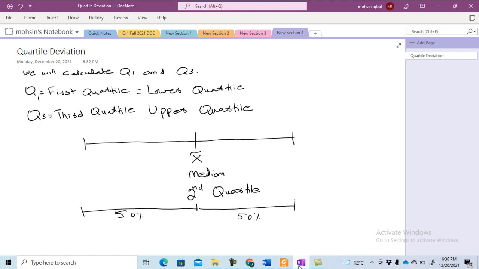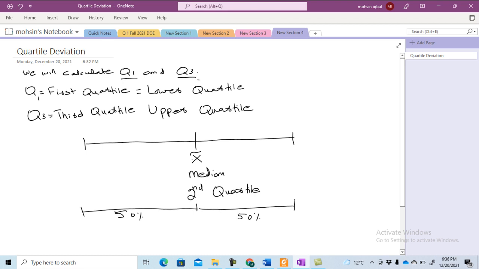Today we will discuss quartile deviation. What is quartile deviation? It is basically a statistical method by which we can calculate the deviation. It's a calculation for the dispersion of data from its mean values. Today we will focus our video only upon the calculation of Q1, that is the first quartile or lower quartile, and Q3, that is the upper quartile or third quartile.